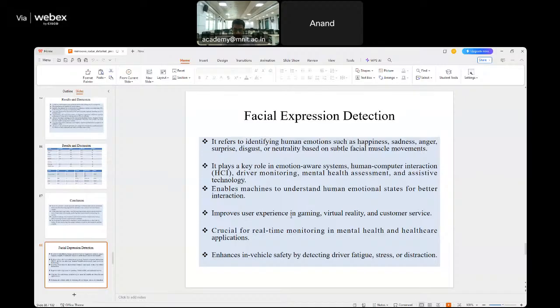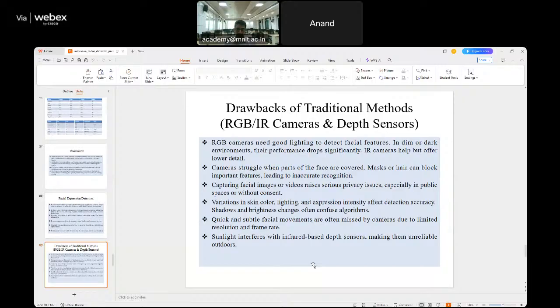It improves user experience in gaming, virtual reality, and customer service. It is crucial for real-time monitoring in mental health and healthcare applications. Even in the classroom scenario, many times it is observed how much the student is involved. There you can use the facial expression. It enhances in-vehicle safety by detecting driver fatigue, stress, or distraction.